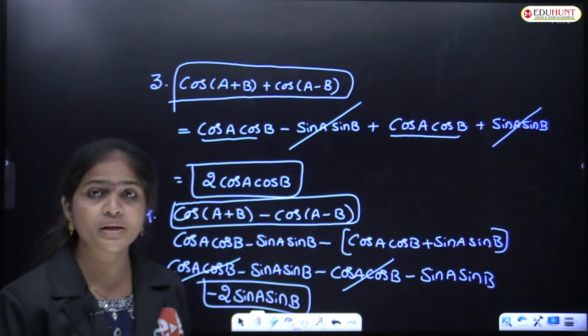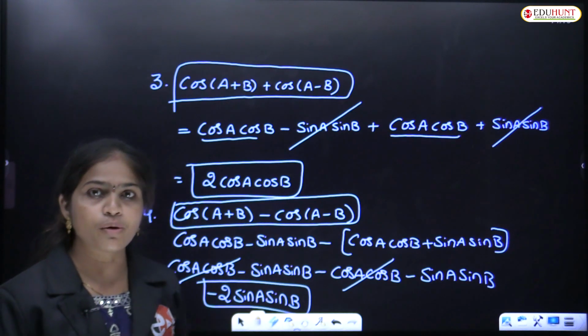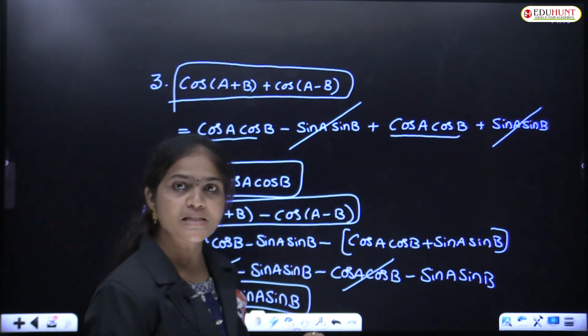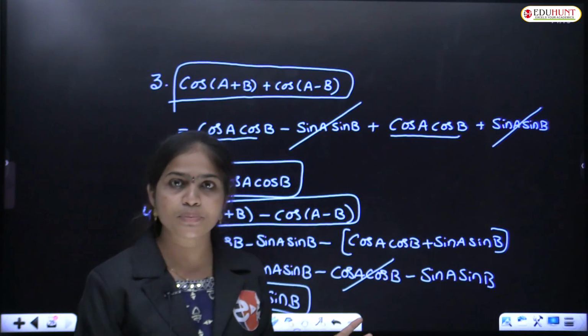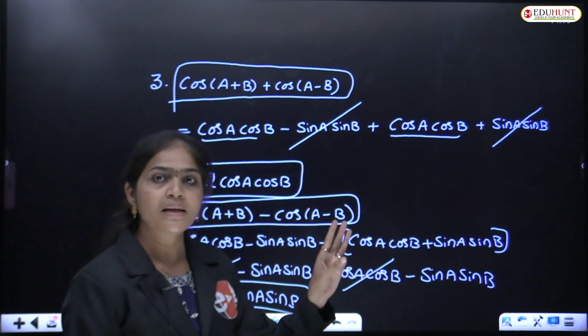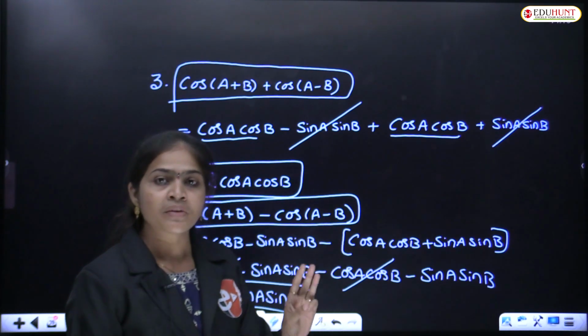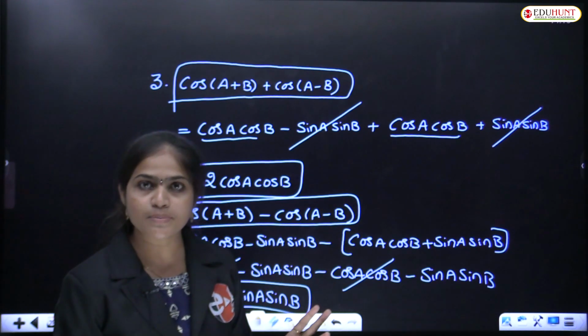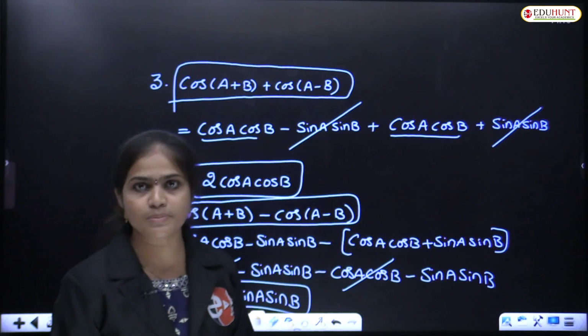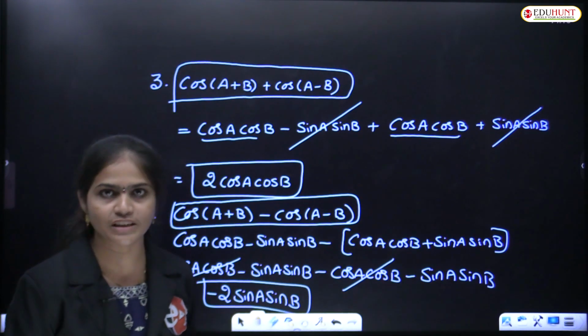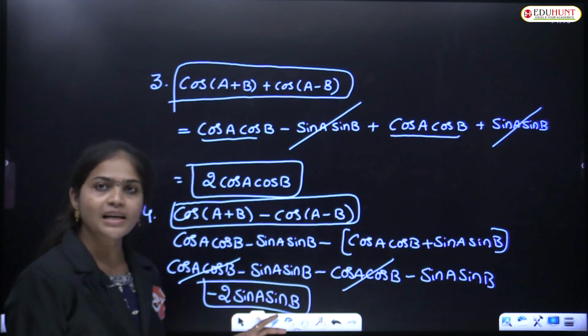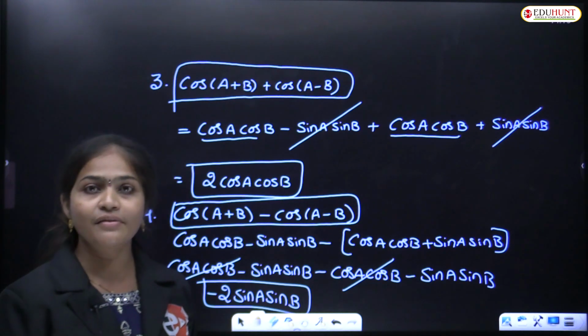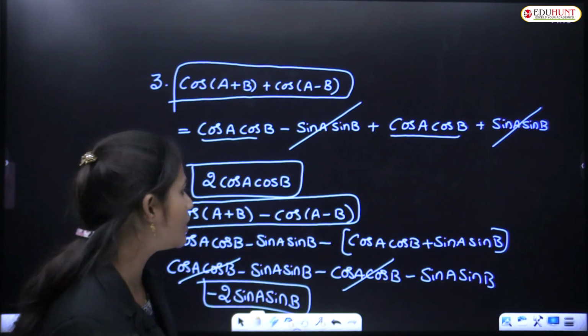So up to now, how many formulas did we learn here? 4 formulas. The first one is cos of A plus B. Next one, cos of A minus B. Next, cos of A plus B plus cos of A minus B. Next, another one, cos of A plus B minus cos of A minus B. So totally 4 formulas we learnt. Okay. So after completion of cos, we are having sin. Okay. So let us see.